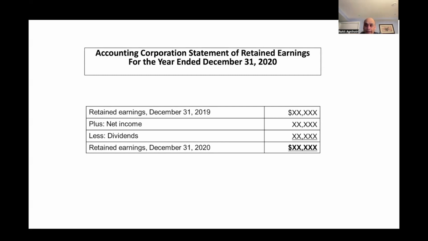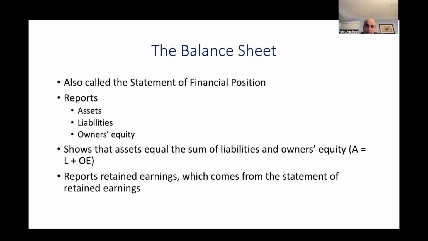The next financial statement is your balance sheet. Again, called statement of financial position. The reason why it's called the statement of financial position is because it tells you the condition of the business at one specific point of time. Now imagine the income statement and the statement of retained earnings. Those statements are basically telling you how the business performed for the entire period. But the balance sheet is telling you the position at a specific point of time. That's the reason it's called the statement of financial position.